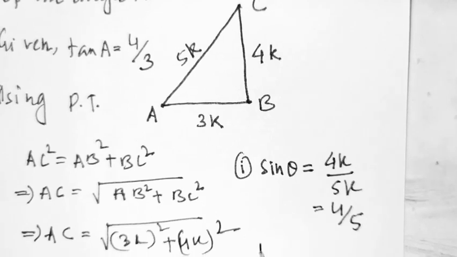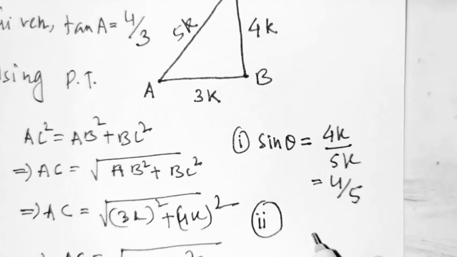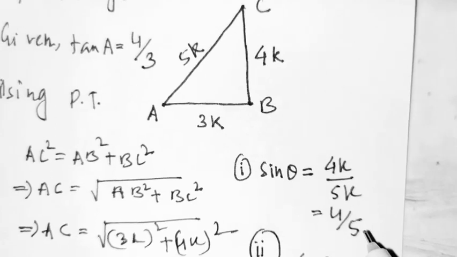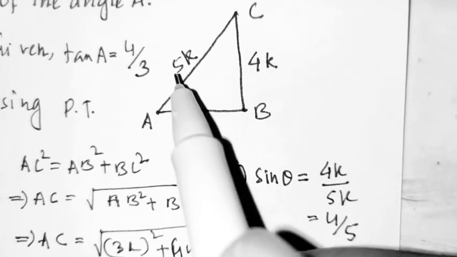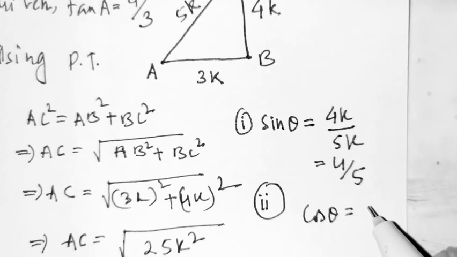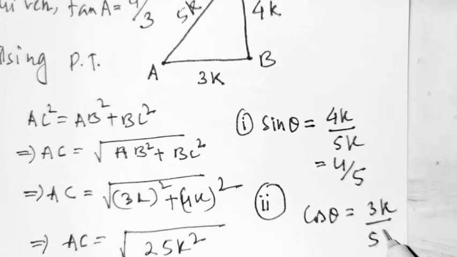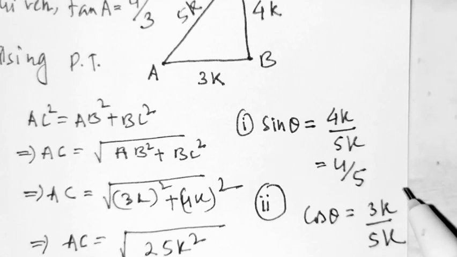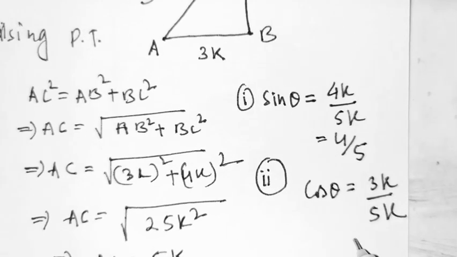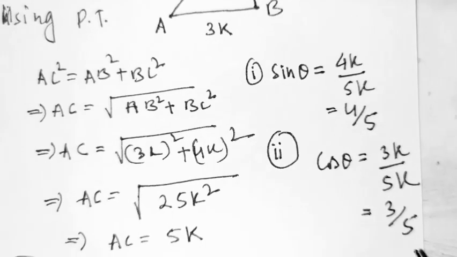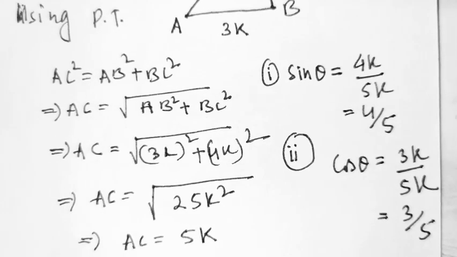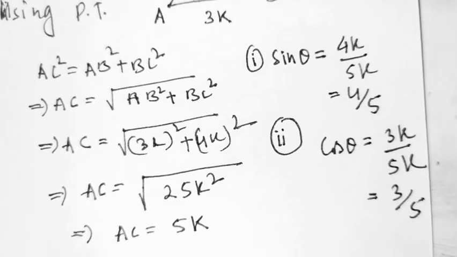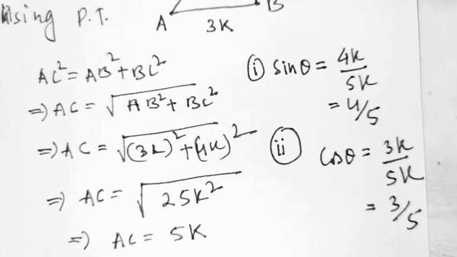And similarly, cos theta is equal to base divided by hypotenuse, so it will be 3k divided by 5k. The k and k cancel, and you will get here 3 by 5. Now to find out the other three trigonometric ratios, it is very simple, because the other trigonometric ratios are the reciprocals of sine, cos and tan.